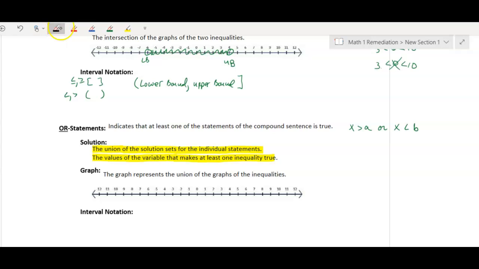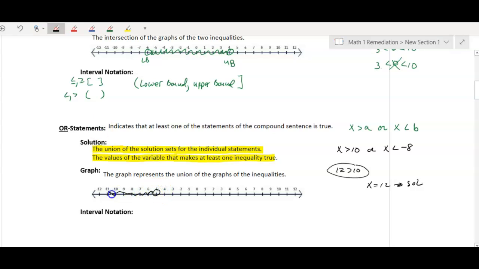Okay, so if I look at something like x is greater than 10 or x is less than -8, if I pick a number, say 12, I know 12 is greater than 10. It's not less than -8, but as long as it makes one of the inequalities true, that would be a solution.